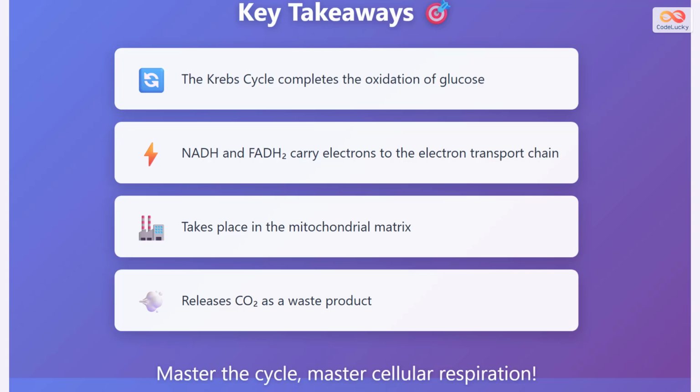Let's recap the most important points. The Krebs cycle completes the oxidation of glucose that started with glycolysis. The NADH and FADH2 molecules produced here carry electrons to the electron transport chain, which is the final stage of cellular respiration. This entire process takes place in the mitochondrial matrix. And don't forget, carbon dioxide is released as a waste product, which we breathe out. Master the Krebs cycle, and you've mastered a fundamental part of how cells produce energy.